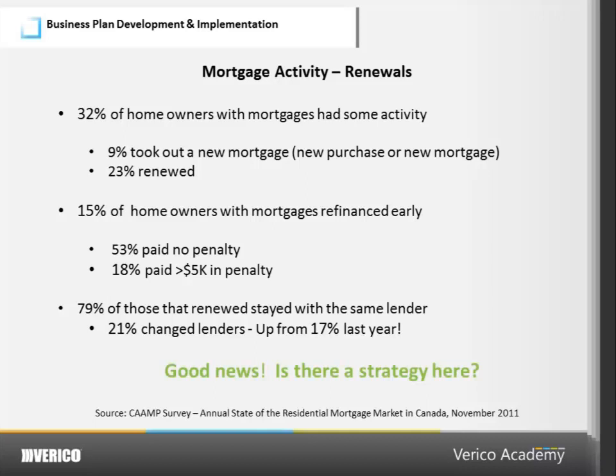79% of those that renewed stayed with the same lender. 21% changed lenders, and that's up from 17% last year. Again, high renewal with the same lender. We need to be sure that we're in touch with those consumers so that when they do decide to renew or renegotiate, they have you in mind as opposed to the lender that you put them with.